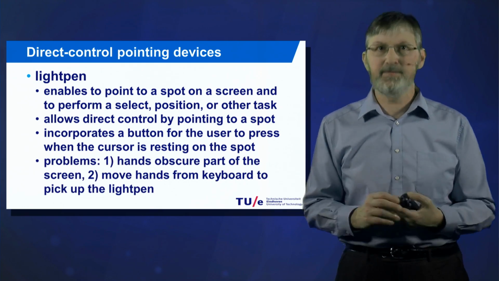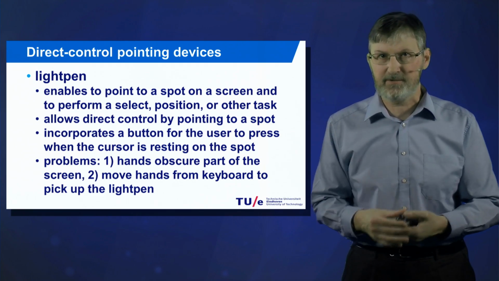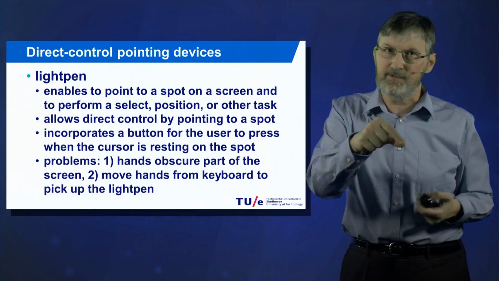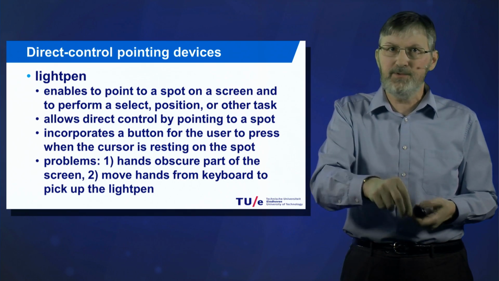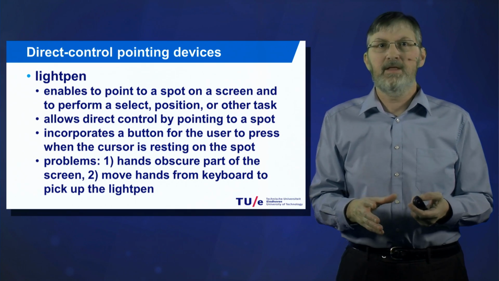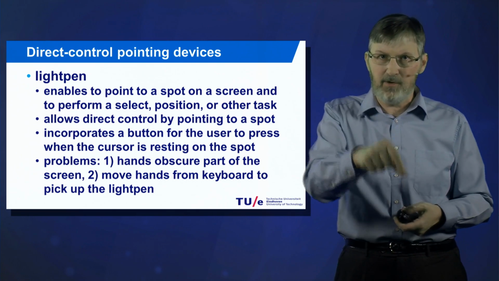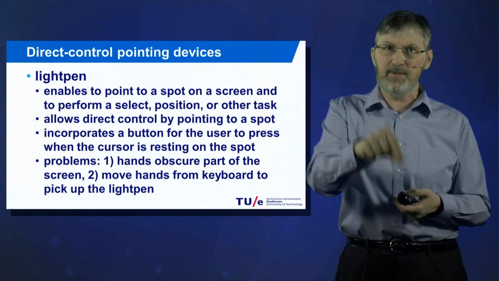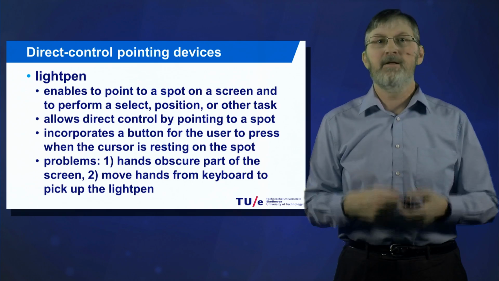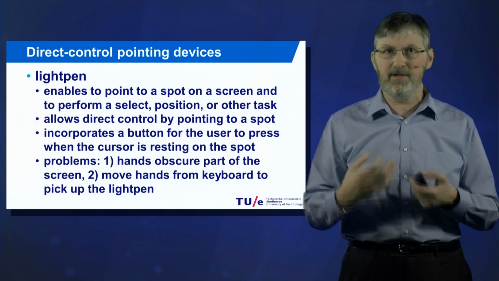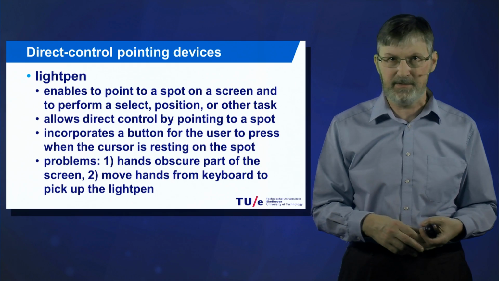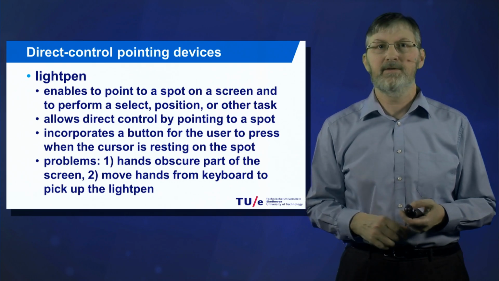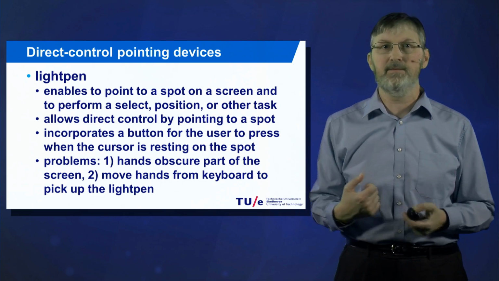There are a few problems with this and also other direct control pointing devices, namely that when you are pointing on the screen, even just with a pen, you are obscuring part of the screen. And in fact, when you point at an object, you are obscuring part of that specific object, and so you can't really see what it is you're pointing at. The other problem is that there is a lot of movement. You have to move your hands from the keyboard to pick up the pen, and then with the pen to move to the screen. So there's quite a bit of overhead in movement.